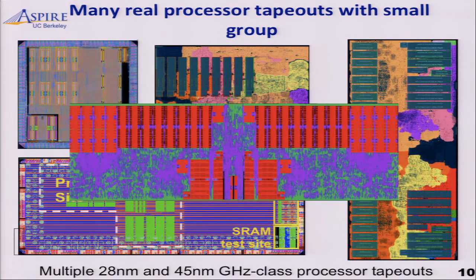The group has pushed out a bunch of real processors in 28 nanometer and 45 nanometer. And these are some of these gigahertz class processor tape outs by a small group here. And these were, except for this one, they're all written in Chisel. This was the Raven one. This was done in pre-Chisel. But the rest of the designs have all been written in Chisel, mapped through a regular tool flow, produced chips through regular foundries, and running at over gigahertz in these technology nodes.